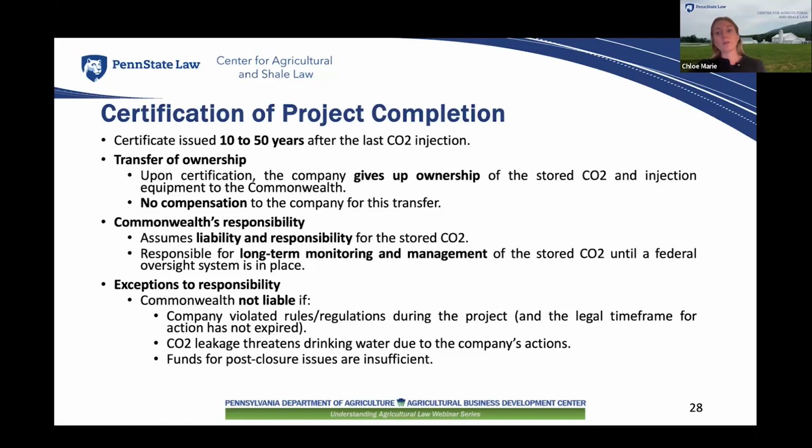However, the Commonwealth may not be held responsible if the company violated any rules or regulations during the project and the legal time for taking action against them has not passed. Also, if the company's actions caused carbon dioxide to leak and threaten drinking water, the Commonwealth might not be responsible. And finally, if the funds set aside to deal with potential problems after the project closes are insufficient, the Commonwealth may not be fully liable for any issues that arise in the future.